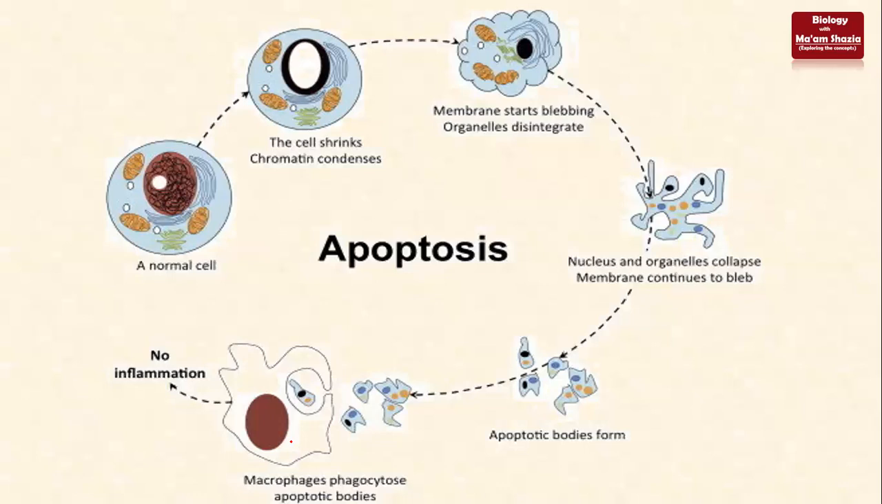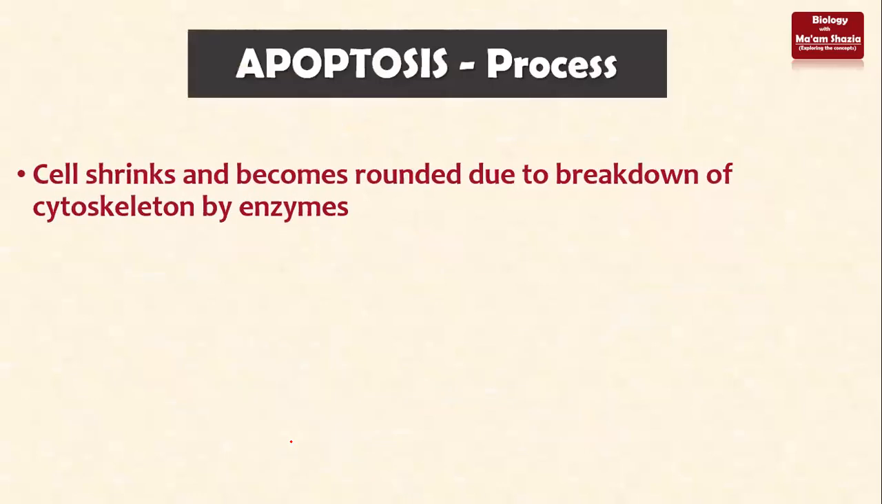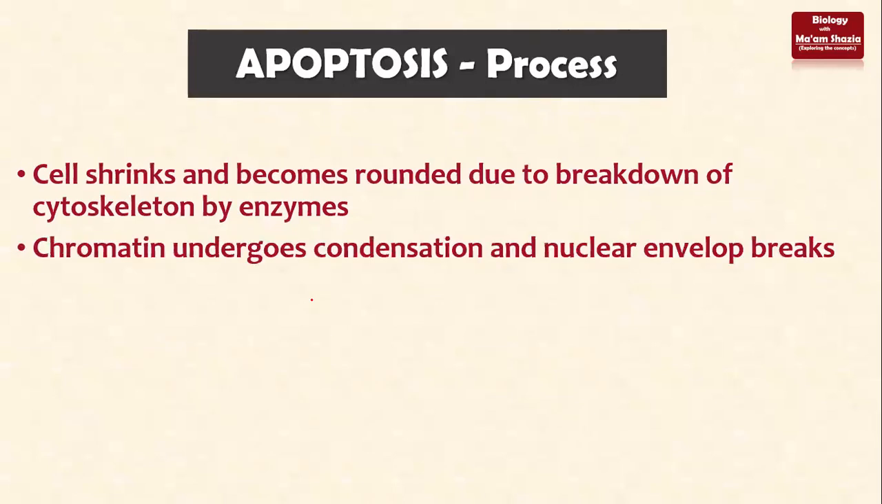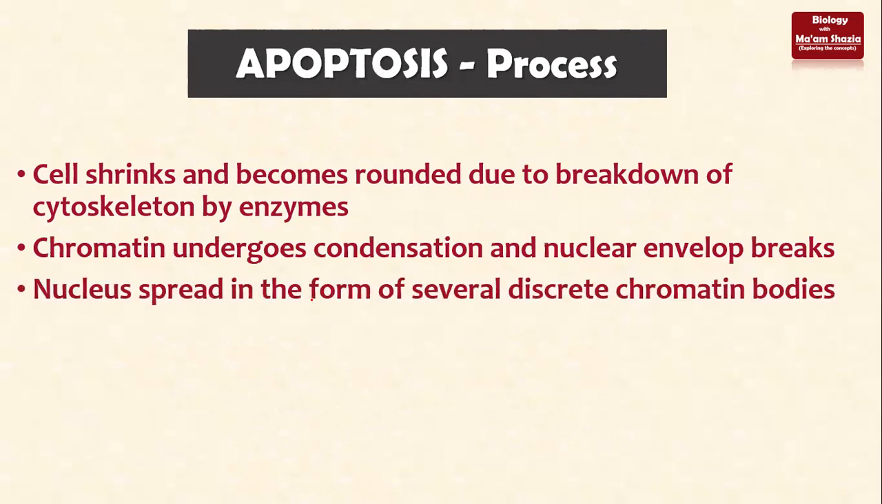And no inflammation, it means that the material present inside these apoptotic bodies is no more harmful for the body, right? Because it has been disposed of safely. This is how apoptosis works. In the process of apoptosis, the cell shrinks and becomes rounded due to the breakdown of the cytoskeleton. I already have told you. Chromatin undergoes condensation. The nucleus is spread in the form of several discrete chromatin bodies.